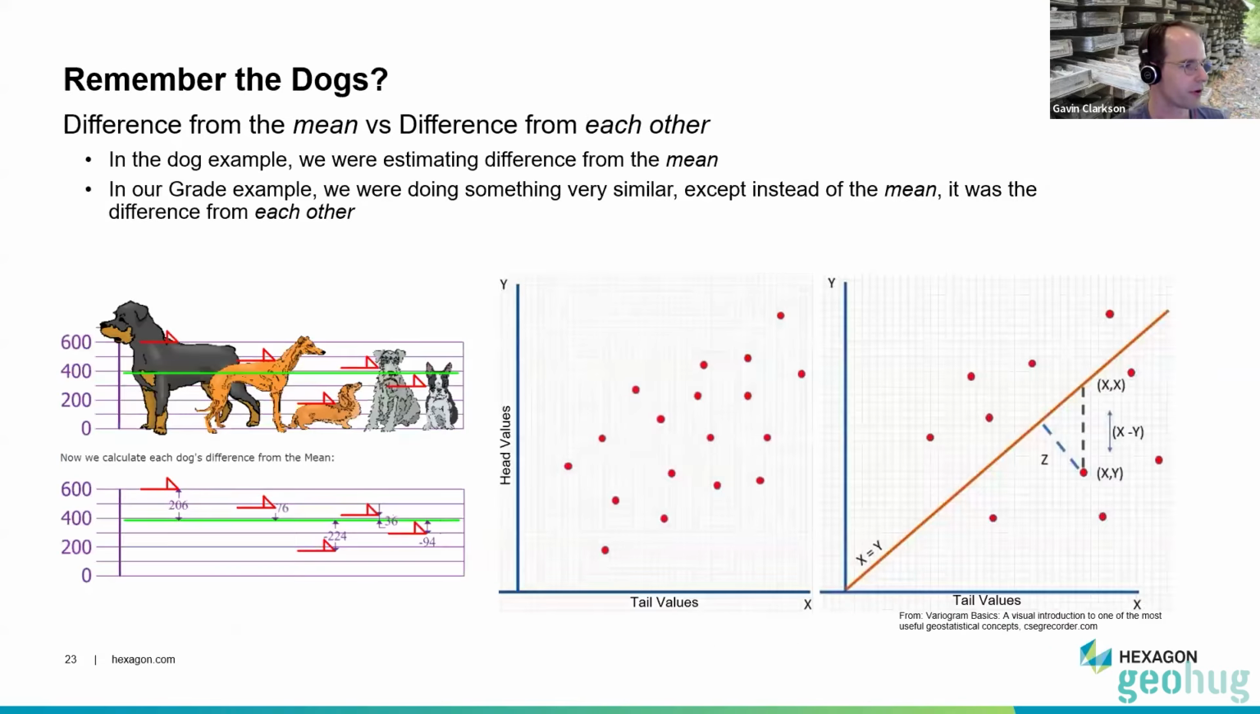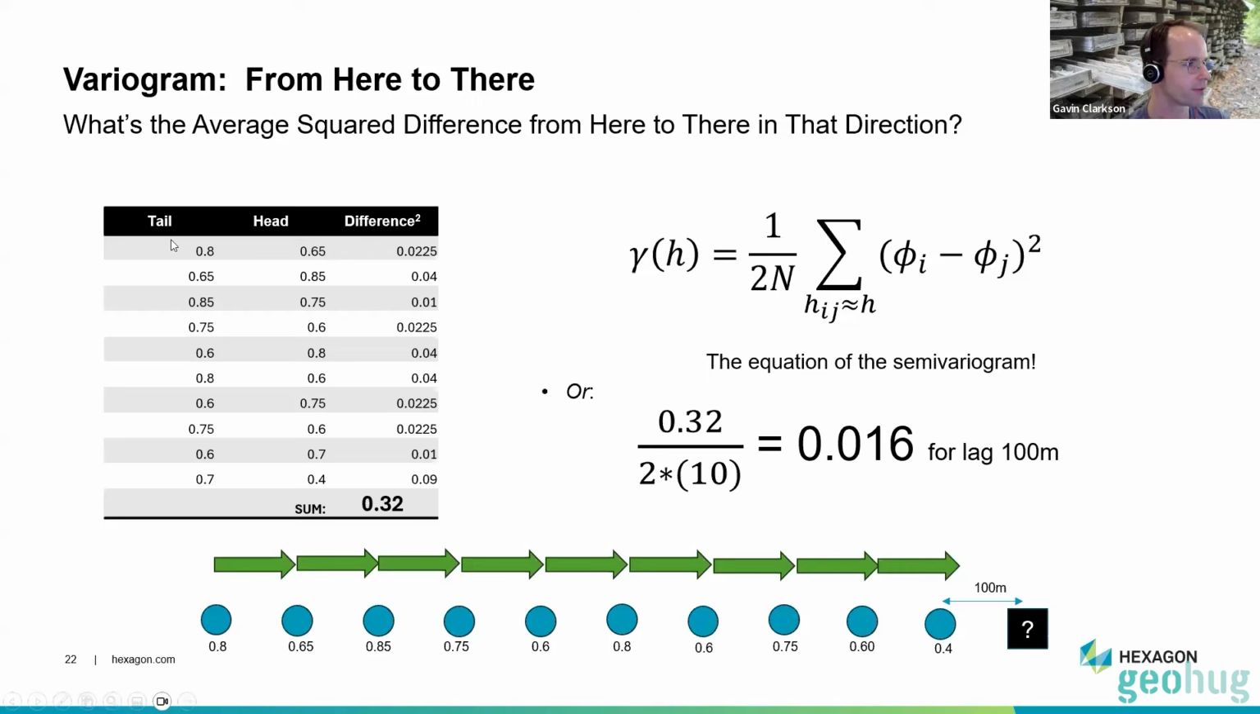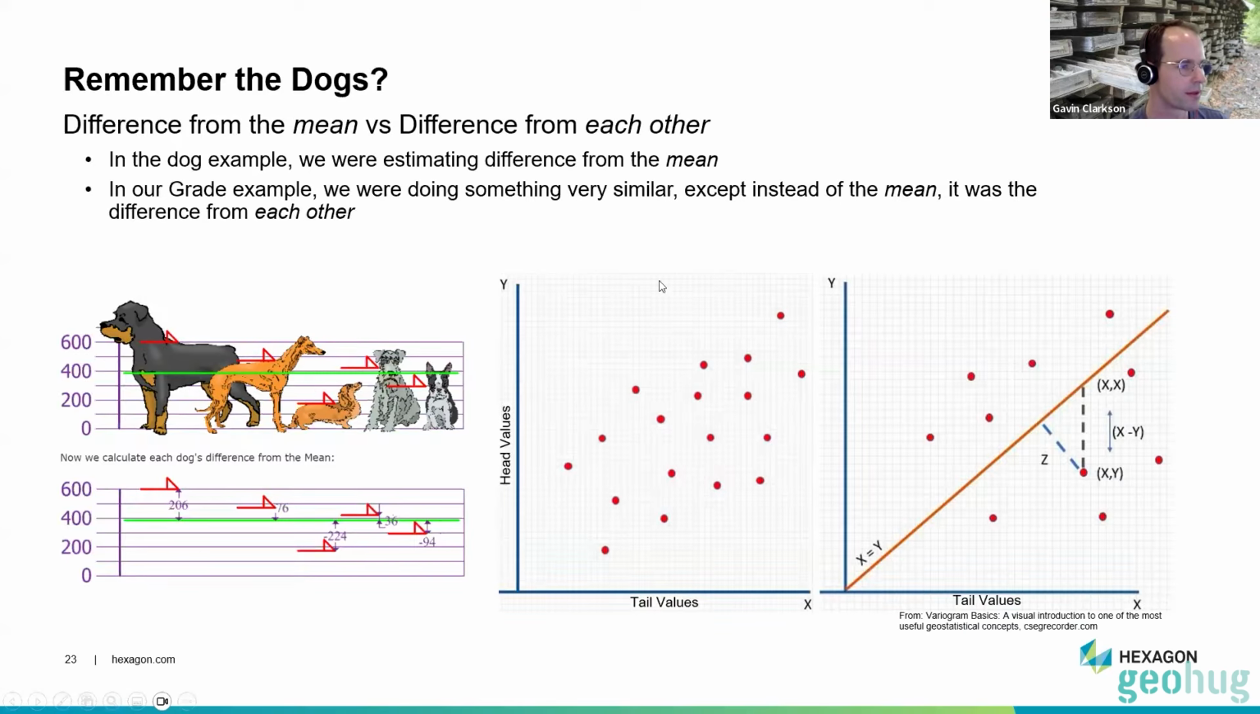And just to compare it back to the dog examples, when we were calculating the variance, we were getting the average squared difference from the mean, which was their average shoulder height. The only difference we're doing here is we have a scatter plot. We have 2 different data sets. We have tail values and we have head values, which were just the tail of the arrow and the head of the arrow for our lag. And we have a scatter plot of head and tail values, and they have a line of equivalence here.